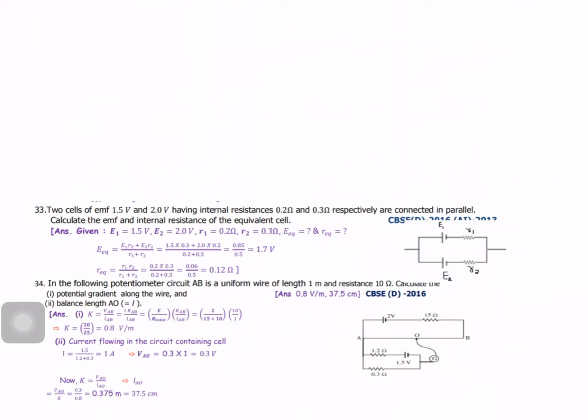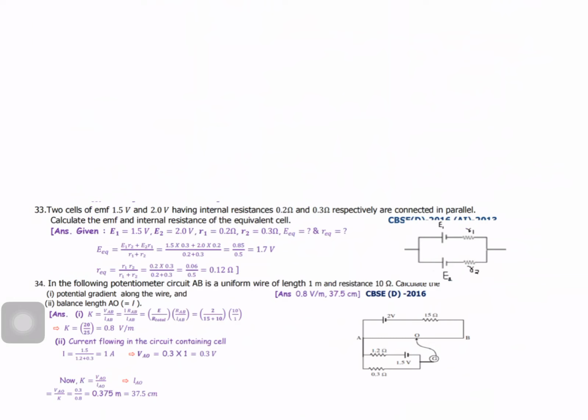The next question, two cells of EMF 1.5 volt and 2.0 volt having internal resistances 0.2 ohm and 0.3 ohm respectively are connected in parallel. Calculate the EMF and internal resistance of the equivalent cell. See the diagram. First you write the given data: E1 equal to 1.5 volt, E2 2.0 volt, r1 0.2 ohm, r2 0.3 ohm. What's the equivalent EMF? And what is the equivalent internal resistance?